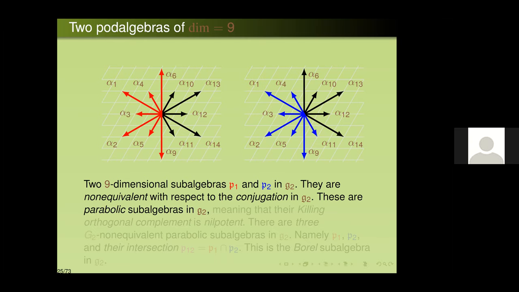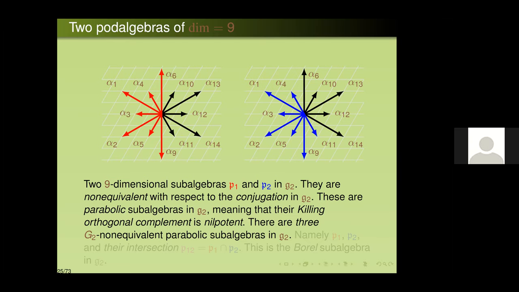What is a parabolic subalgebra in a simple Lie algebra, or even semi-simple? A parabolic subalgebra is a subalgebra whose Killing orthogonal complement is nilpotent, whatever that means, but that's the quickest definition, and it is not important. The only thing which is important is that these two nine-dimensional subalgebras that I have just shown you are parabolic subalgebras in G2. It turns out that there is yet another parabolic subalgebra in G2, namely the intersection of the red one with the blue one. This eight-dimensional one is called the Borel subalgebra in G2.